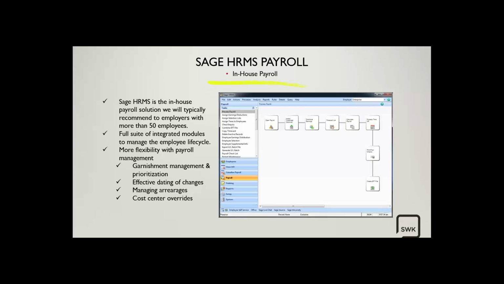So it's a more sophisticated payroll module, and also comes integrated with the full HCM suite where we have applicant tracking, onboarding, time, benefits, performance, learning, etc. Whereas Sage 100 has some functionality that we can interface with HRMS, but it's more standalone.